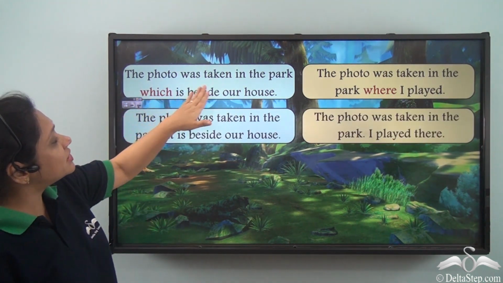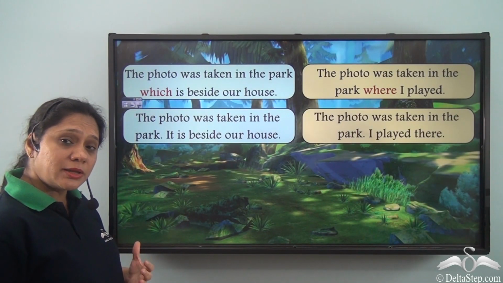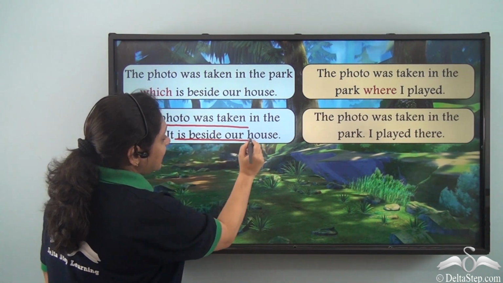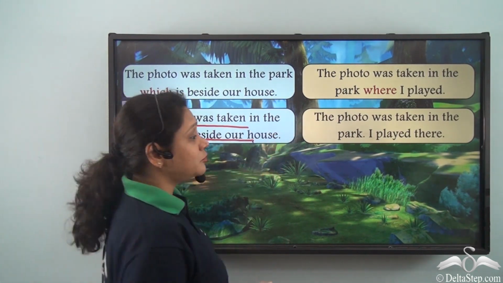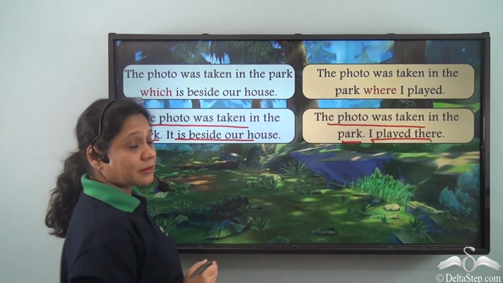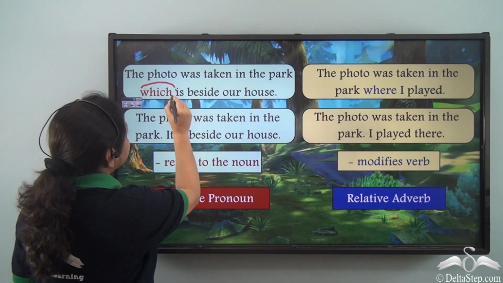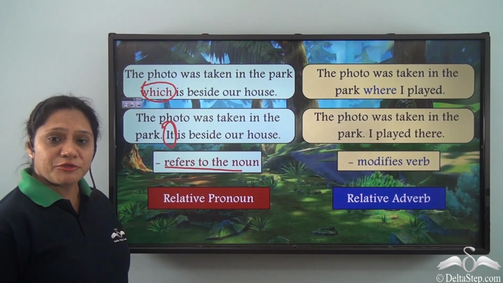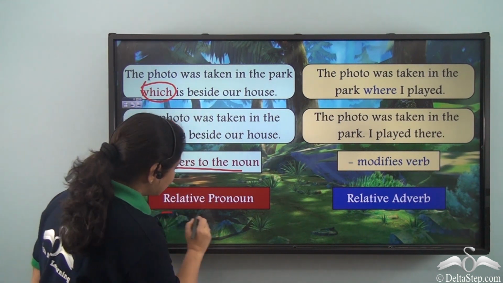So the photo was taken in the park which is beside our house has been formed by joining the two clauses: the photo was taken in the park, it is beside our house. The second sentence has been formed by joining the two clauses: the photo was taken in the park, I played there. So in the first sentence, which refers to the noun, it has been used in place of it. So it refers to the noun park. So it is a relative pronoun.